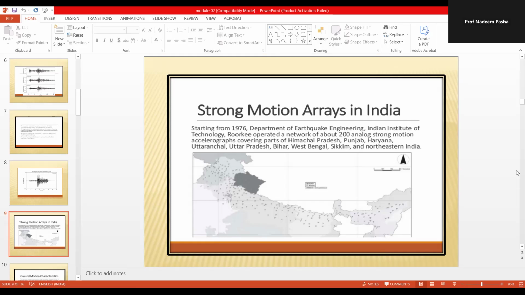So what is happening in case of strong motion arrays in India? Starting from 1976, the Department of Earthquake Engineering, Indian Institute of Technology, Roorkee, way back, almost 50 years back, operated a network of about 200 analog strong motion accelerographs covering parts of Himachal Pradesh, Punjab, Haryana, Uttaranchal, Uttar Pradesh, Bihar, West Bengal, Sikkim, and northeastern India. So these are the regions which were covered by the strong motion arrays in India in the year 1976 by IIT Roorkee.